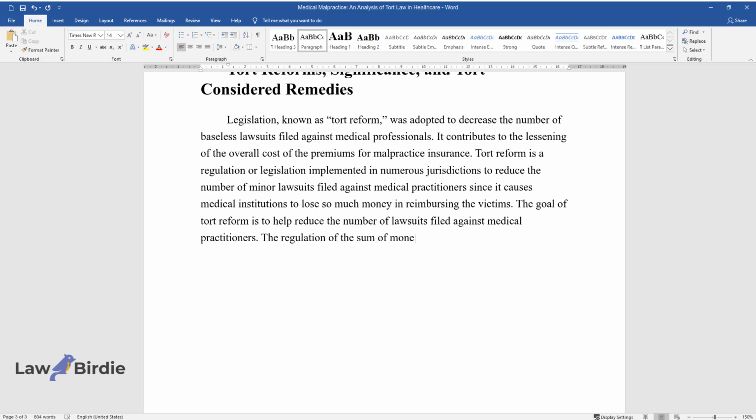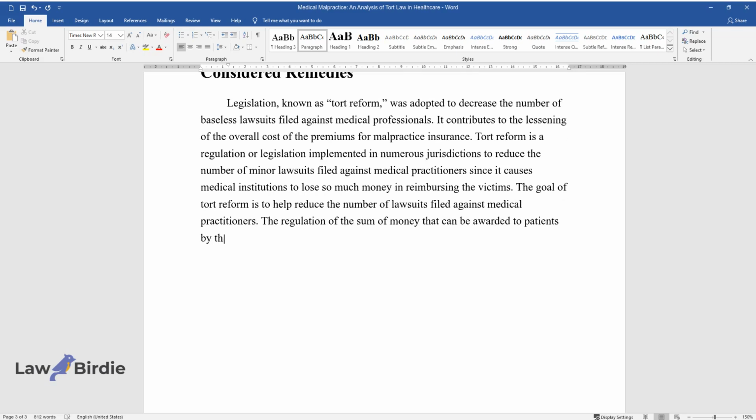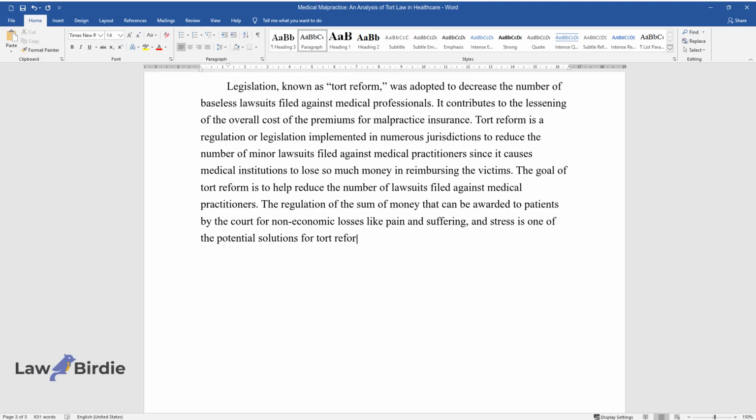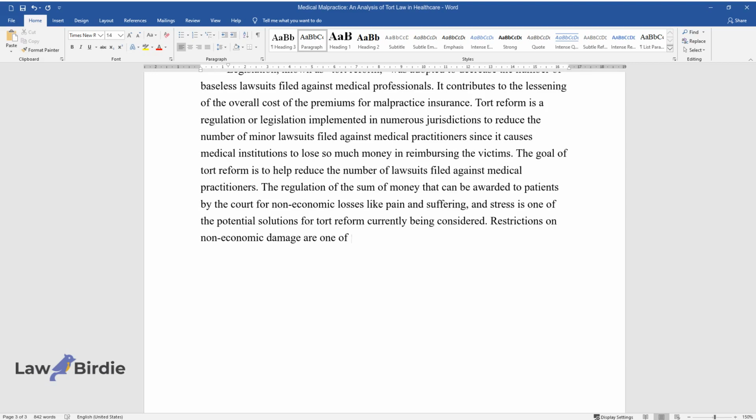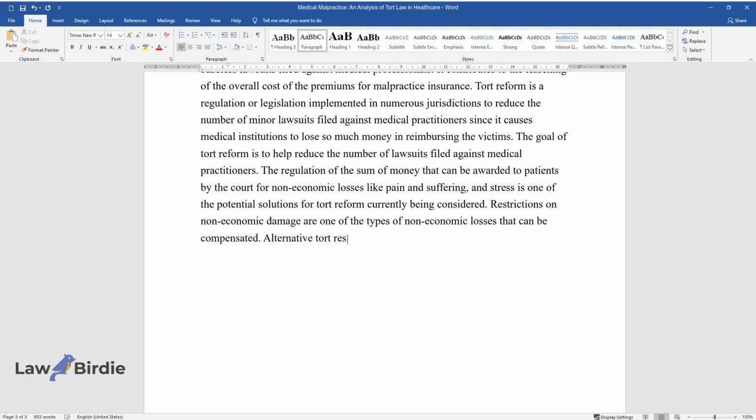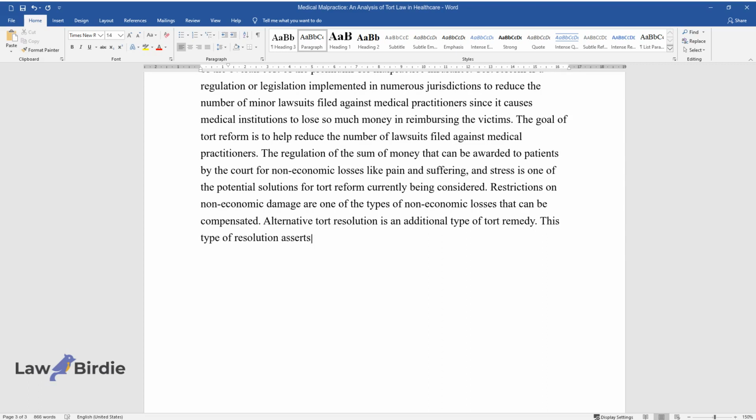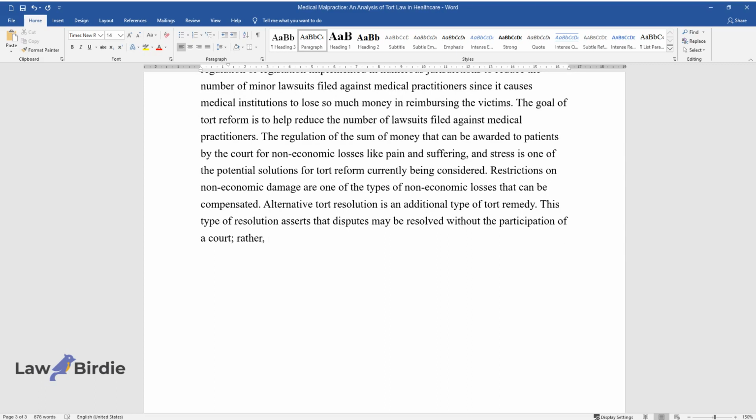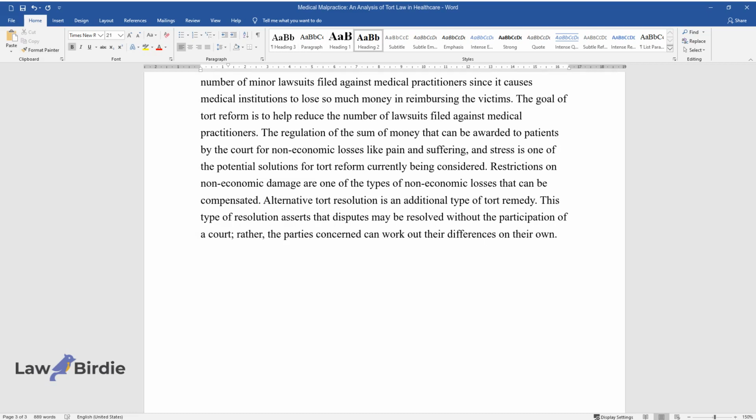The regulation of the sum of money that can be awarded to patients by the court for non-economic losses like pain and suffering and stress is one of the potential solutions for tort reform currently being considered. Restrictions on non-economic damage are one of the types of non-economic losses that can be compensated. Alternative tort resolution is an additional type of tort remedy. This type of resolution asserts that disputes may be resolved without the participation of a court. Rather, the parties concerned can work out their differences on their own.